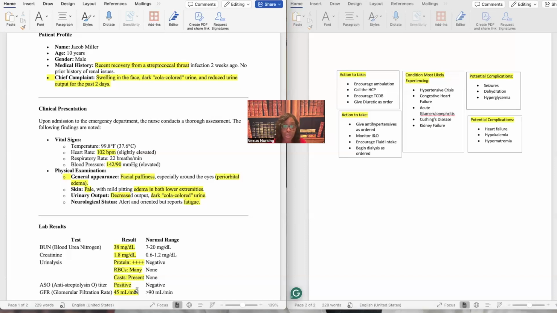When we look at the ASO, that titer is positive. Why is it positive? Because they had a recent streptococcal infection. And then, of course, GFR, the job of the kidneys is to filter. It filters the blood. It takes out all those toxins. It creates the urine, so you get rid of those toxins, right? Look how low the GFR is. GFR is supposed to be more than 90. This patient's is 45.